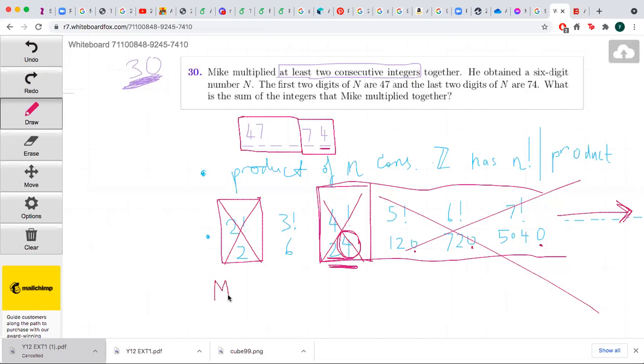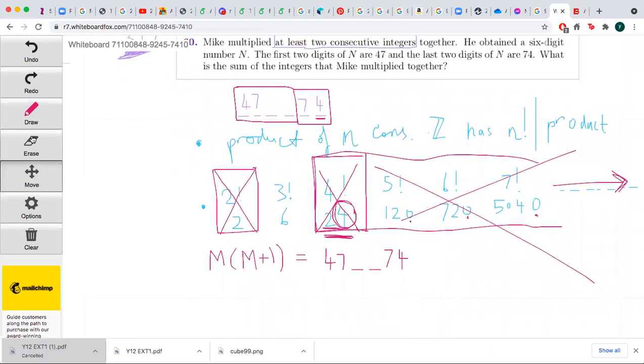So if it is 2 consecutive integers, let's say m and m plus 1, that means that m times (m plus 1) has to equal this weird thing, right? Dot, dot, 7, 4. Okay. And so that means that if we expand this, m squared plus m, we get 4, 7, something, something, 7, 4.